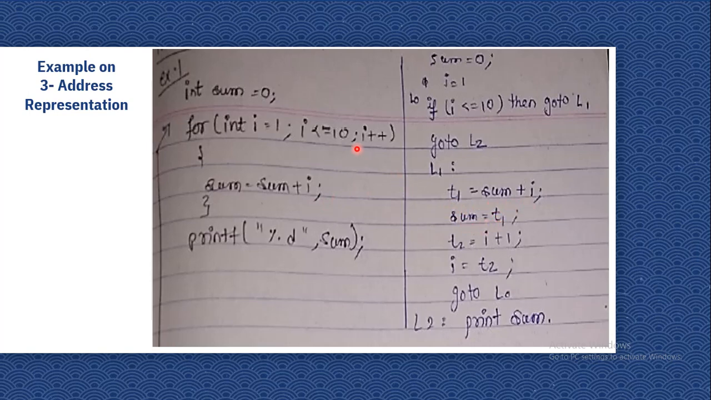Then we also have to do this statement: t2 equals i plus 1, and then i equals t2. By this statement we increment the value of i by 1 and store it in t2. Then the value of t2 will be copied to i, and then it will go to L0. L0 is this label.